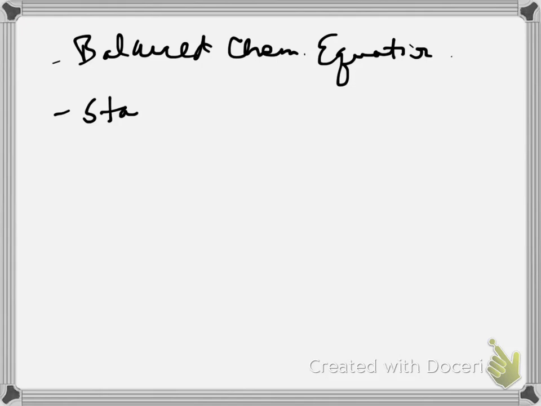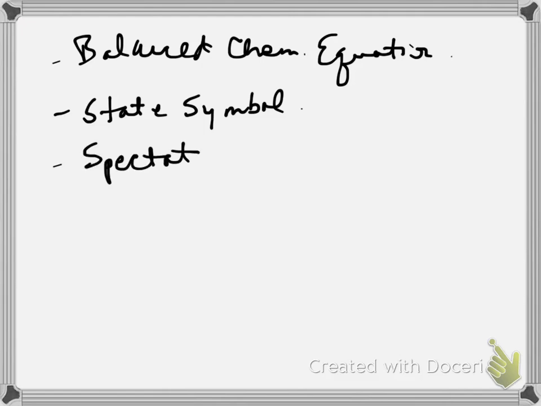Don't forget state symbols. If they require them and you don't have them, you lose points. If they don't require them and they're wrong, you don't lose points. Sometimes you will have to identify the spectator ions, and these are the ions that would be the same before and after the reaction.